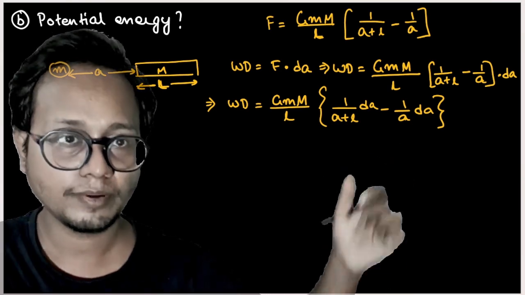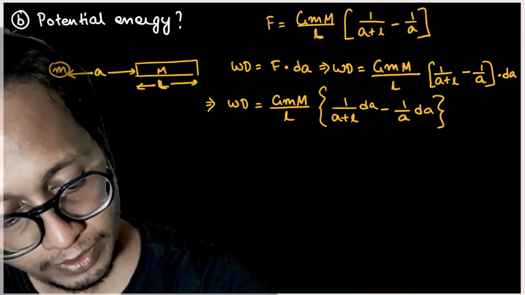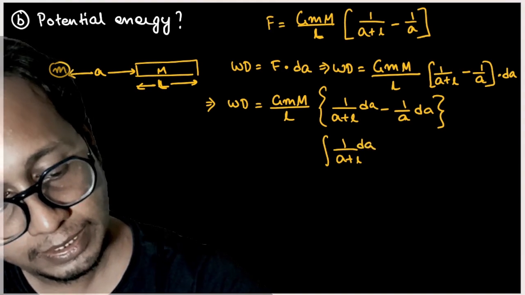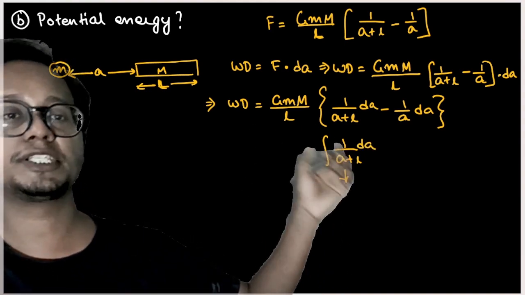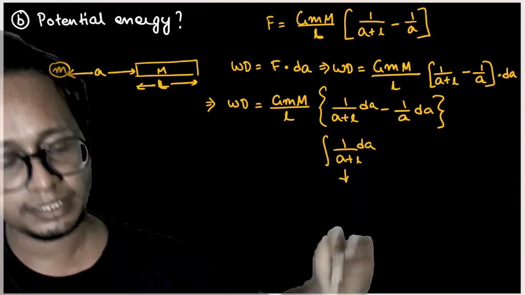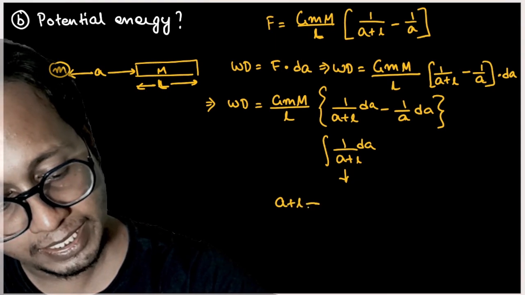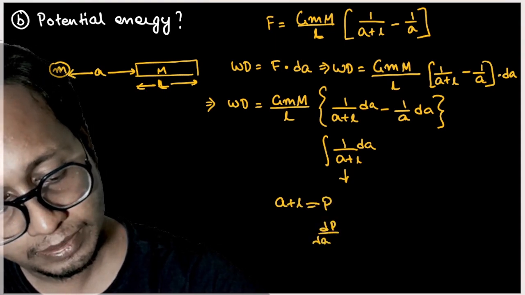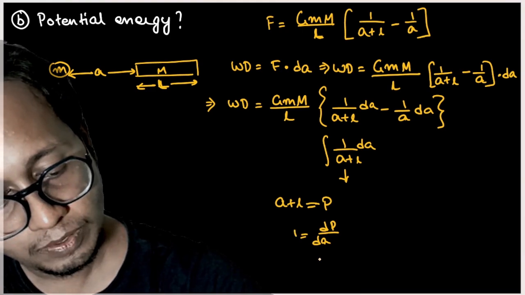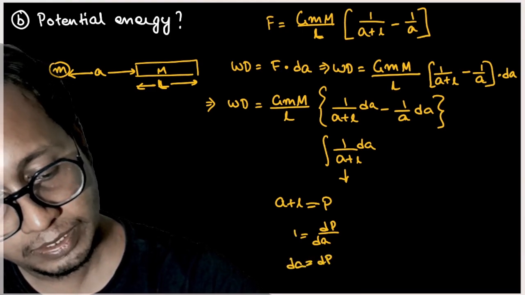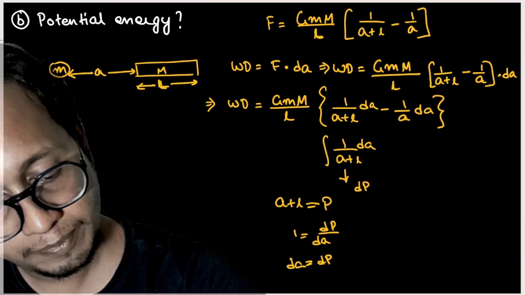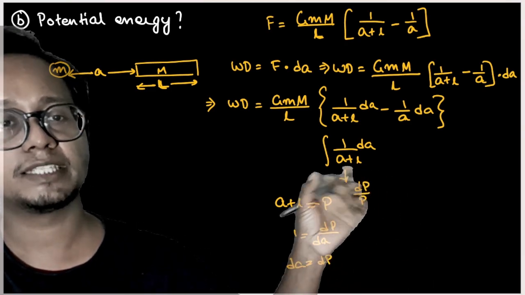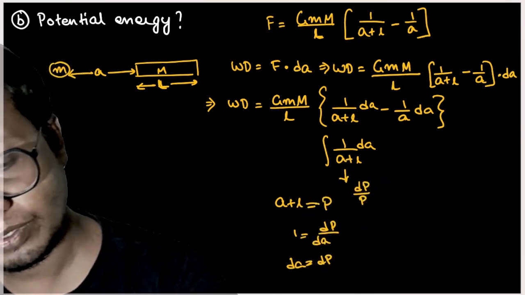Now when I integrate this term, integration of 1 by (A plus L) dA can be integrated by substitution. A plus L is taken as P. You already know integration by substitution, no? So dP by dA is equal to 1, or dP is equal to dA. So I'll write dP by P. Integration of dP by P is nothing but ln P, and again substitute the value of P as A plus L.